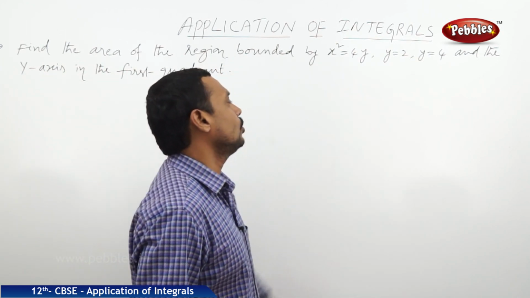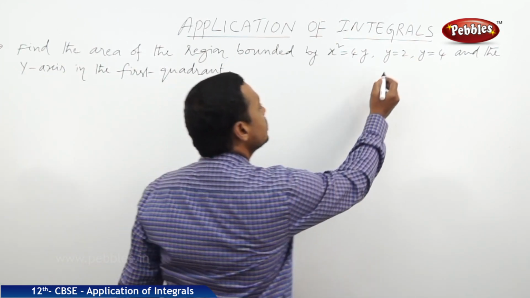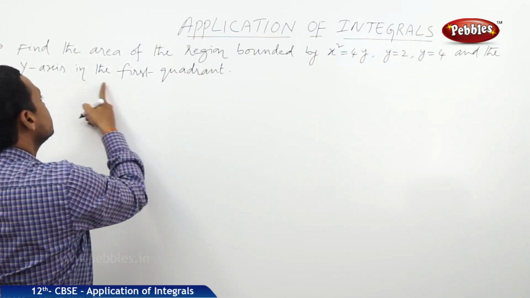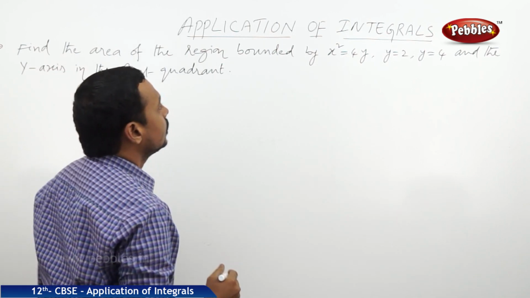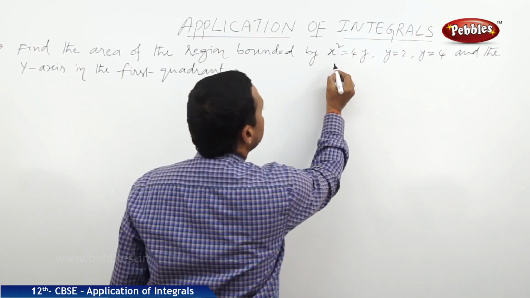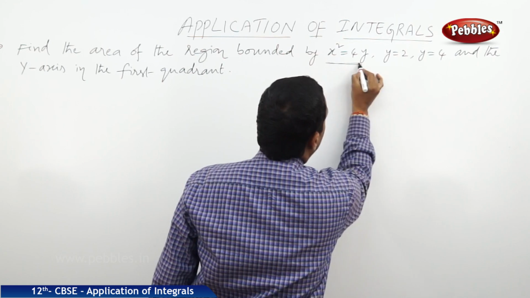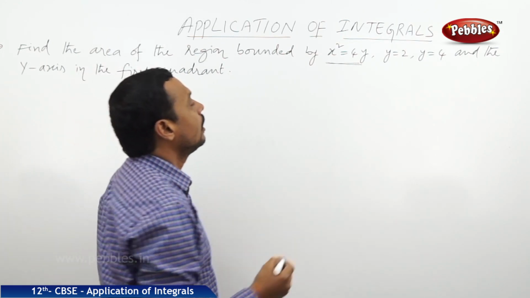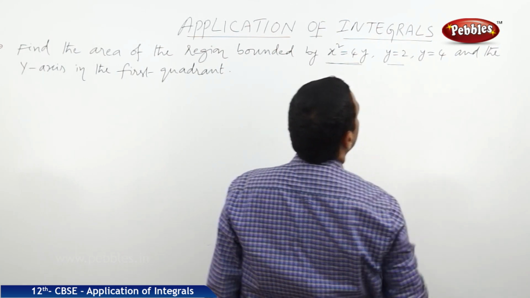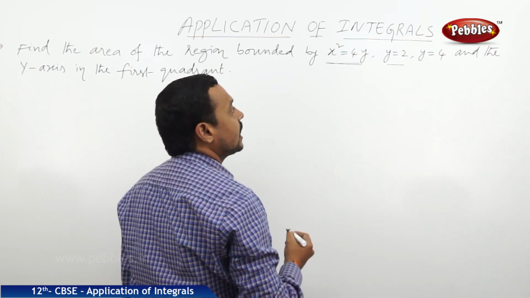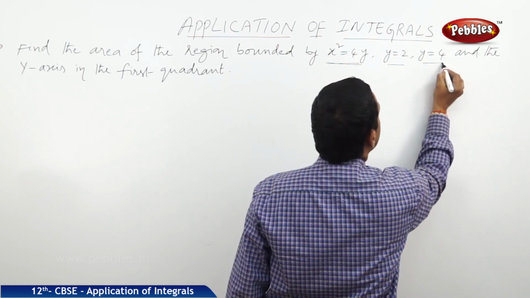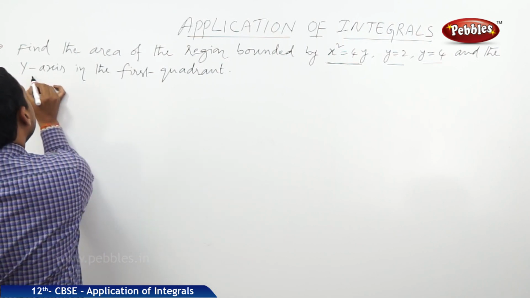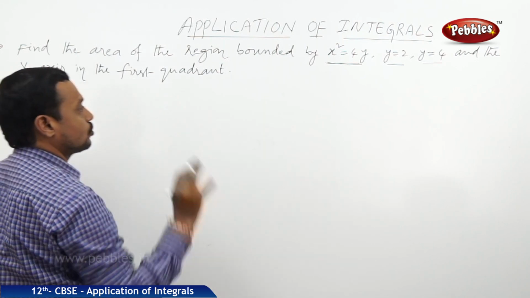Now here is one more problem on areas: find the area of the region bounded by x square is equal to 4y, y is equal to 2, y is equal to 4 and the y-axis in the first quadrant. The curve x square is equal to 4y represents a parabola, and y is equal to 2 is a straight line parallel to the x-axis, and y is equal to 4 is also parallel to the x-axis, with respect to the y-axis in the first quadrant.